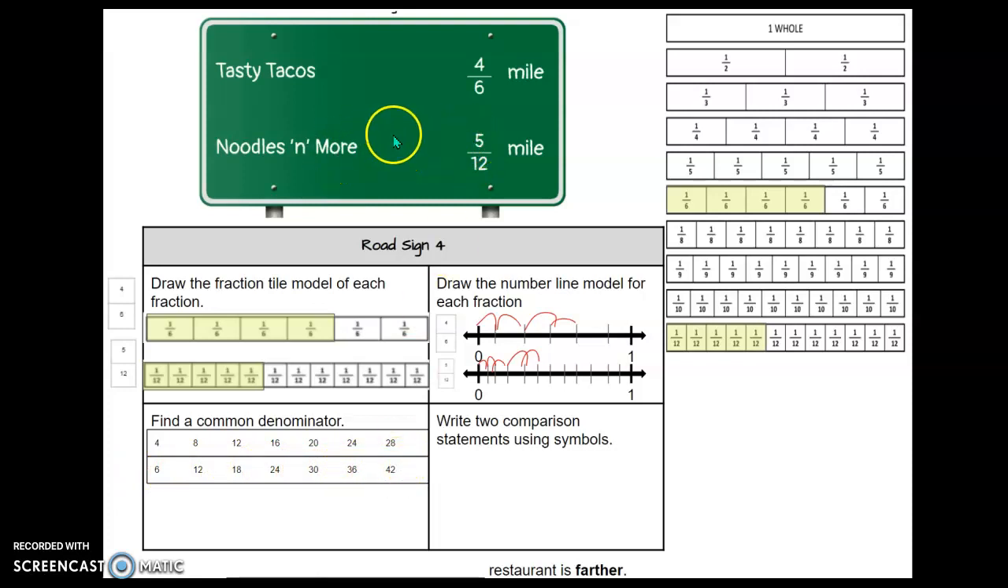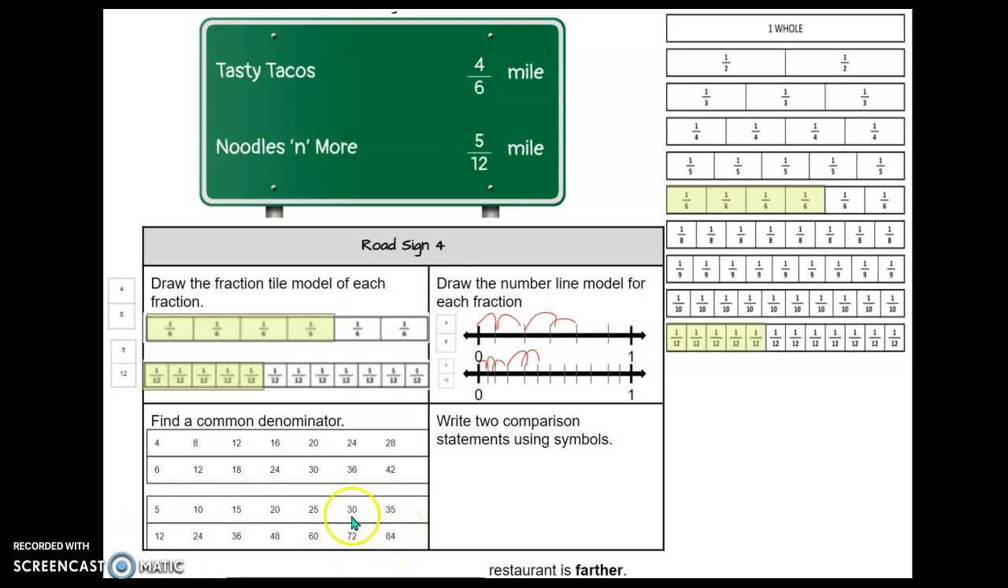And then I'm going to do the same thing for my second fraction. For my second one, I'm going to make my numerators skip count by 5s: 5, 10, 15, 20, 25, 30, 35. And for my bottom number, I'm going to skip count by 12s: 12, 24, 36, 48, 60, 72, 84.